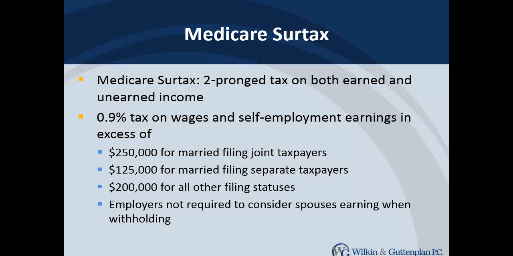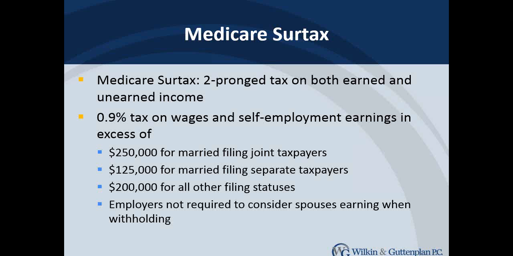So for taxpayers that are married filing joint, the threshold is $250,000. Taxpayers that are married filing separate, it's just half that, so $125,000. Any other filing status, so single, head of household, qualified widower, that's going to be a $200,000 threshold.